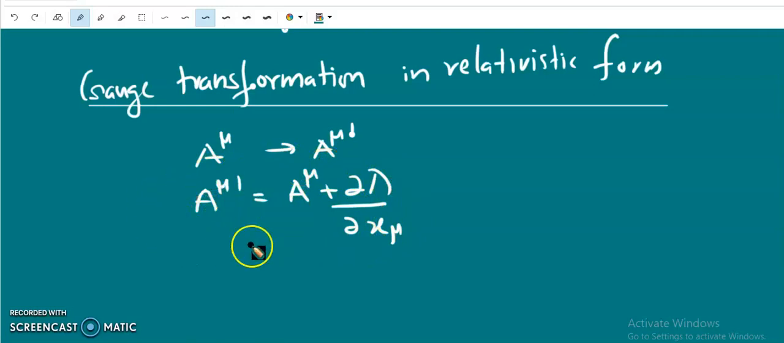And we can see that this transformation will not change the field. For the relativistic case, instead of the field it is F mu nu.